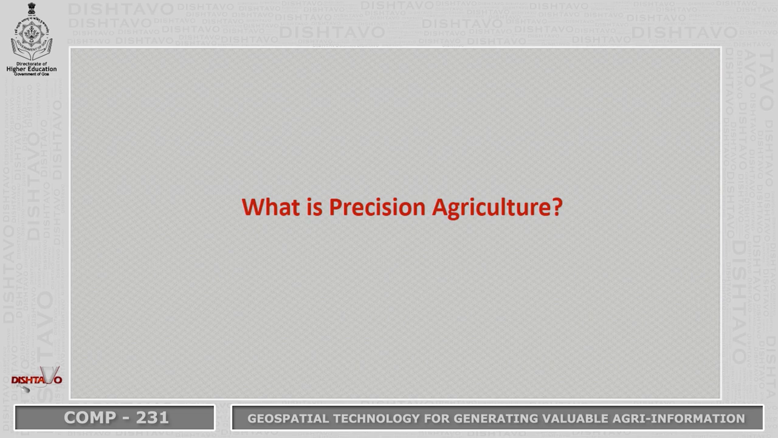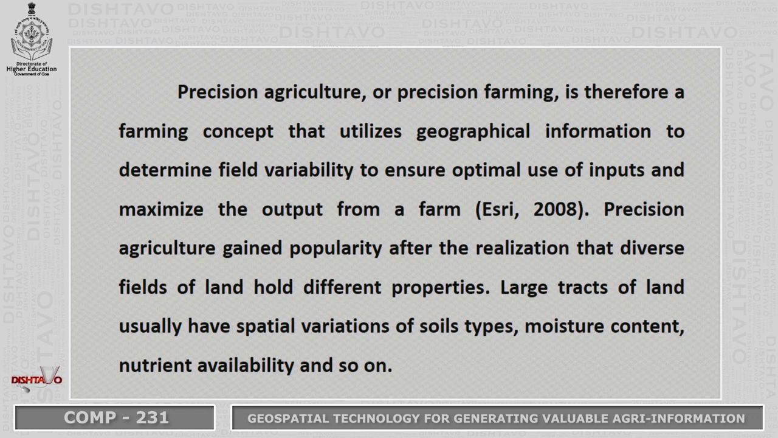Then let's try to look at what is the actual meaning of precision agriculture. Precision agriculture or precision farming is a farming concept that utilizes geographical information to determine the field variability to ensure optimal use of inputs and maximize the output from a farm. Precision agriculture gained popularity after the realization that diverse fields of land hold different properties. Large tracts of land usually have spatial variations of soil types, moisture content, nutrient availability and so on.